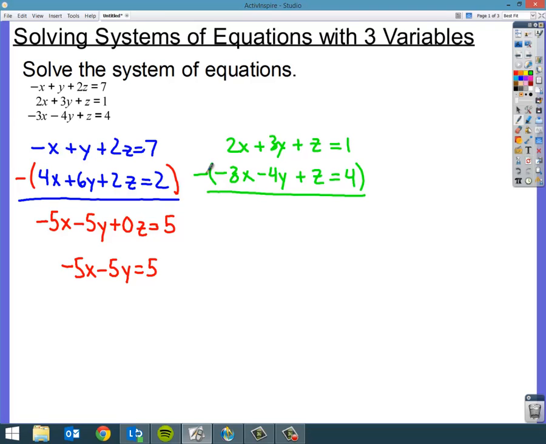So I have 2x minus negative 3x. Well, minus negative 3 turns into plus, so that ends up being 5x. Then the second column, I've got 3y minus negative 4y.